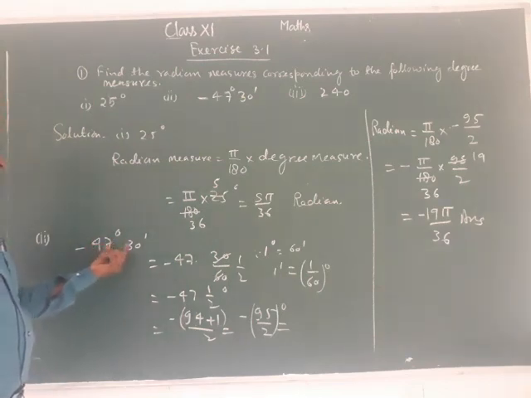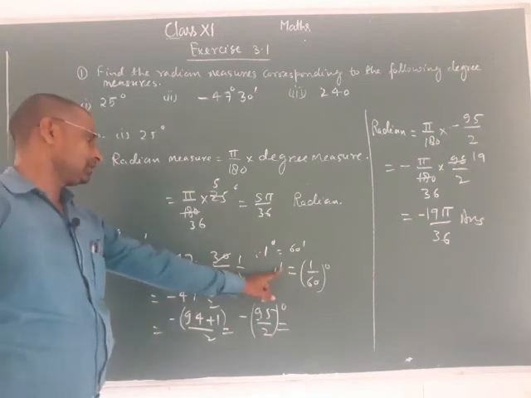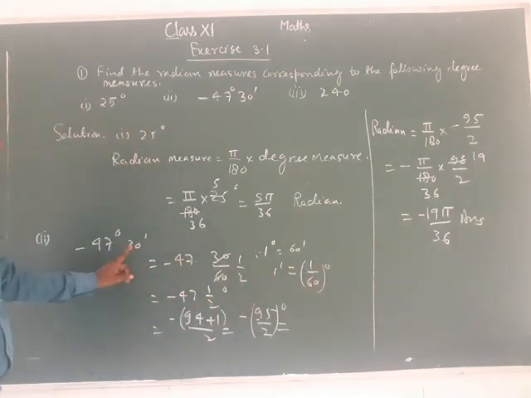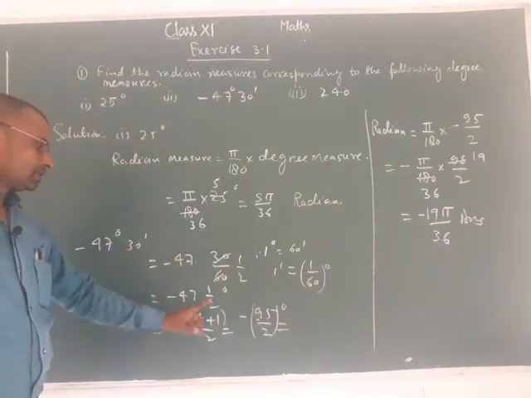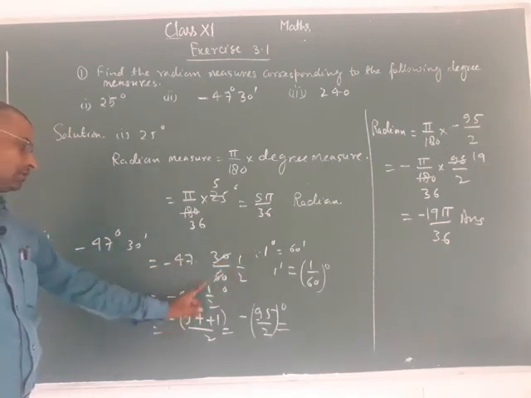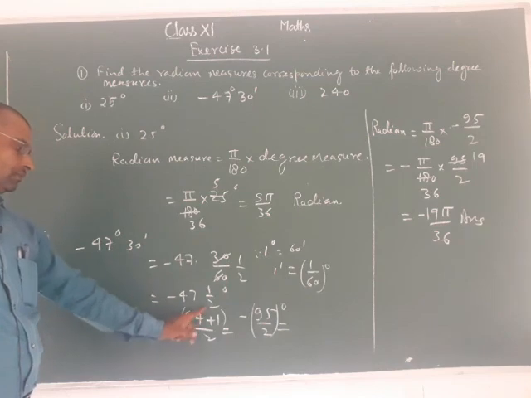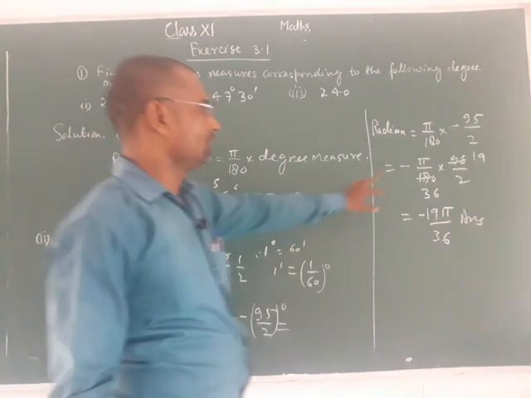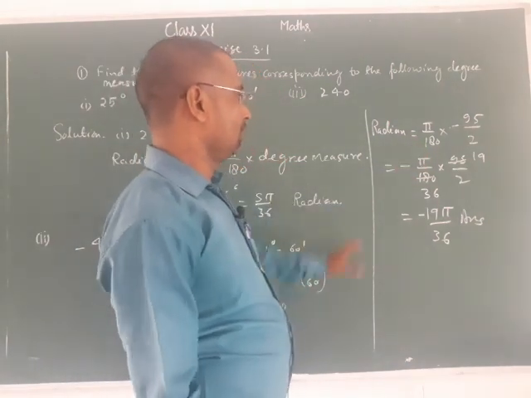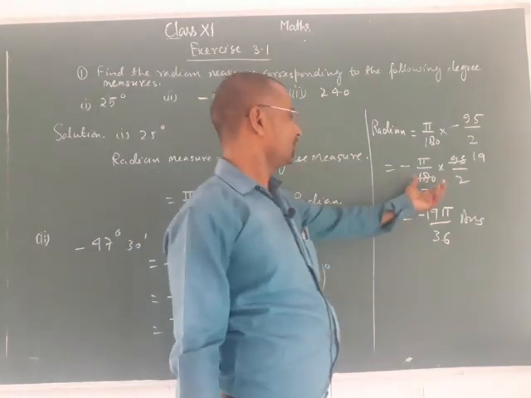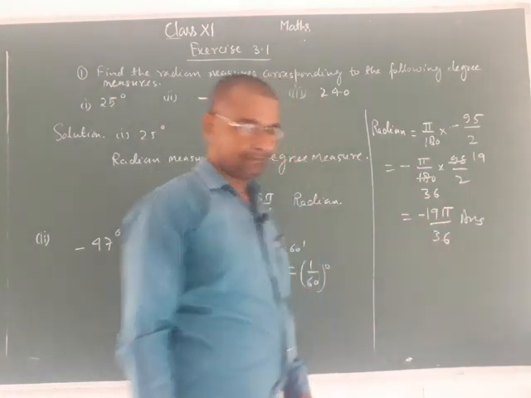So the degree and minute are changed into degree. So 1 minute is equal to 1 upon 60 degree. Now changing 30 upon 60, we calculate 1 by 2. So minus 47 and 1 upon 2 degree. Then we calculate this 95 upon 2 and change into radian by multiplying pi upon 180, and we get this.